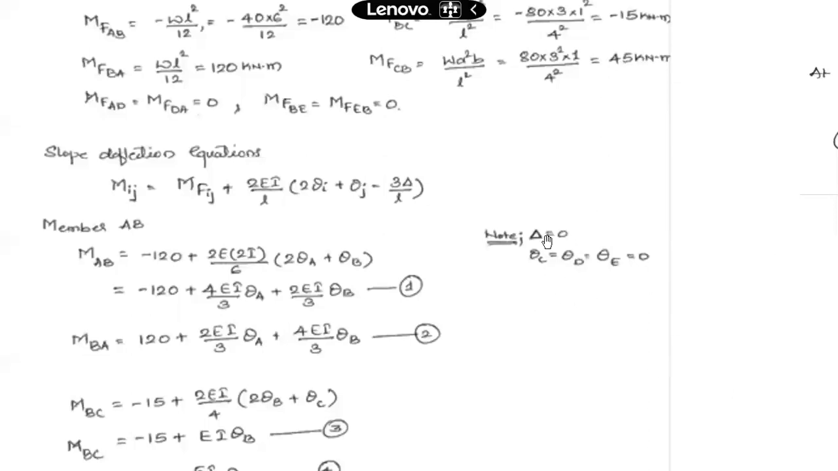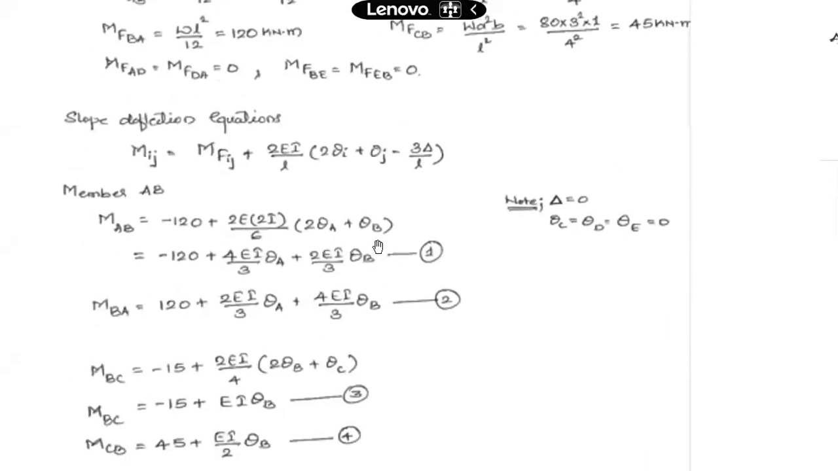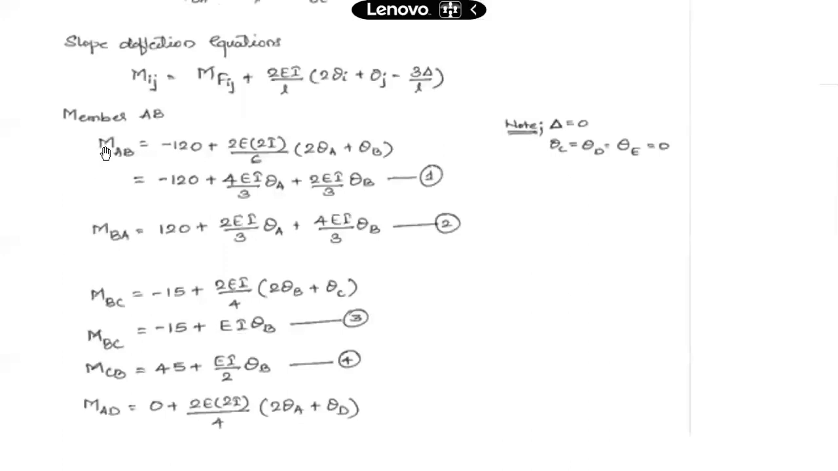Okay, so these are the zero terms that have been identified here. Other than this, theta A and theta B will exist, and we have to determine their value. So applying the slope deflection equation, what I come across is MAB.